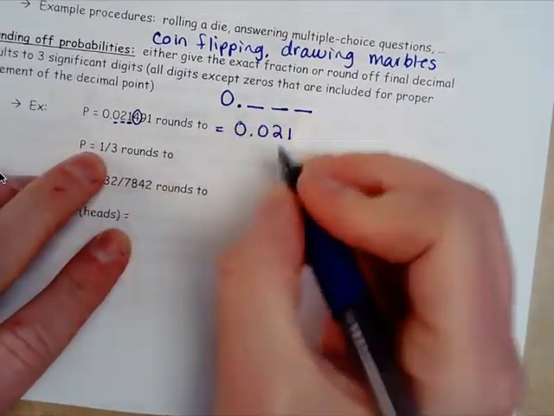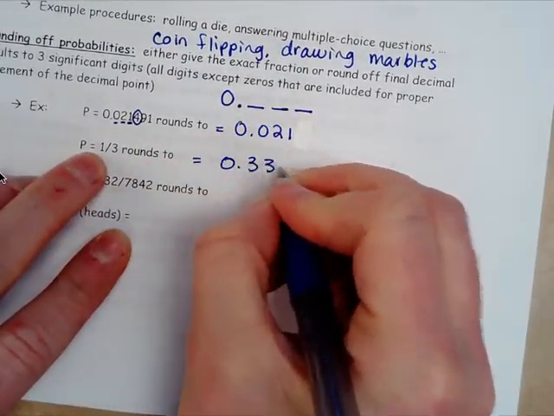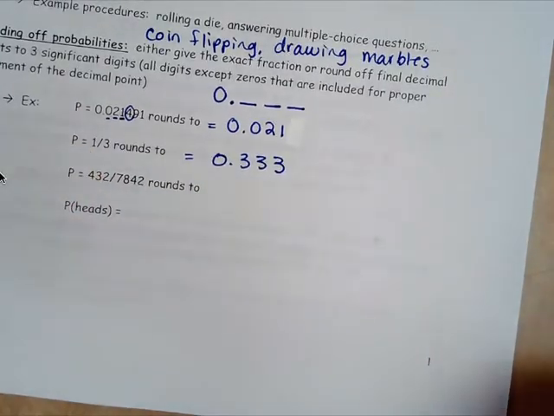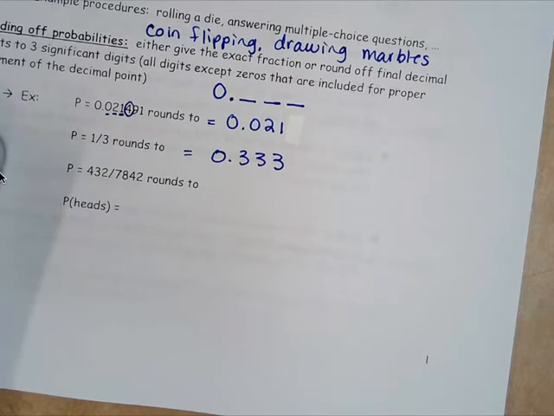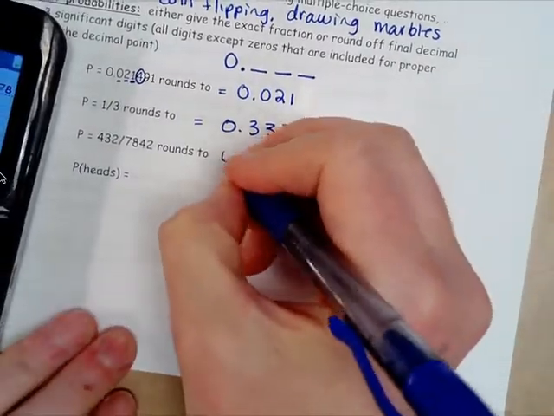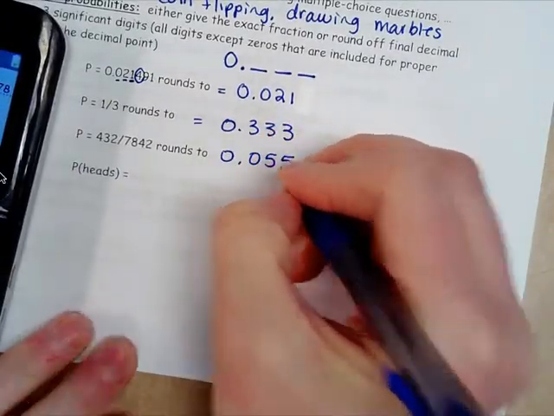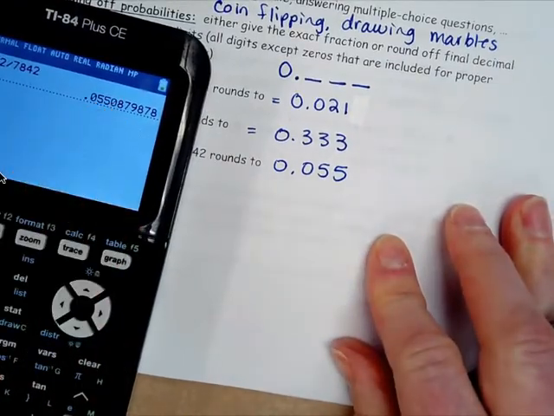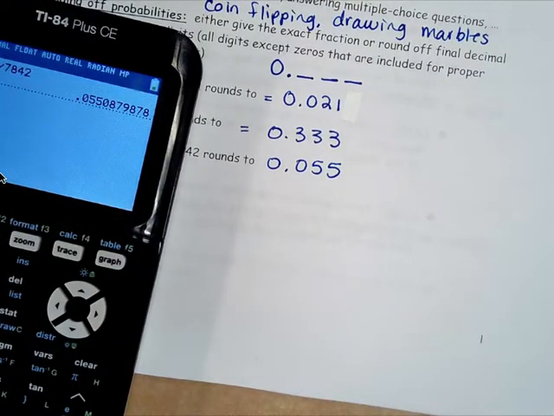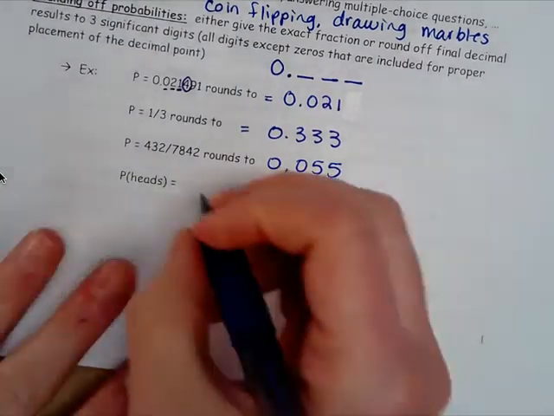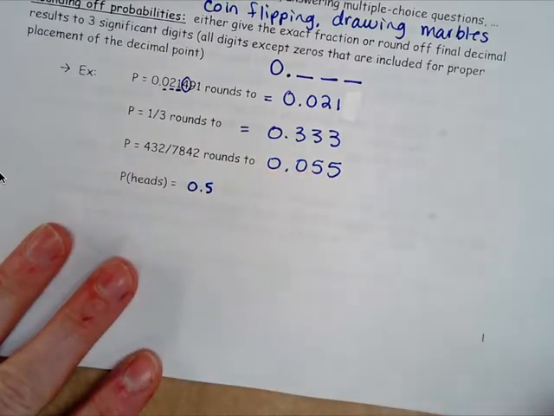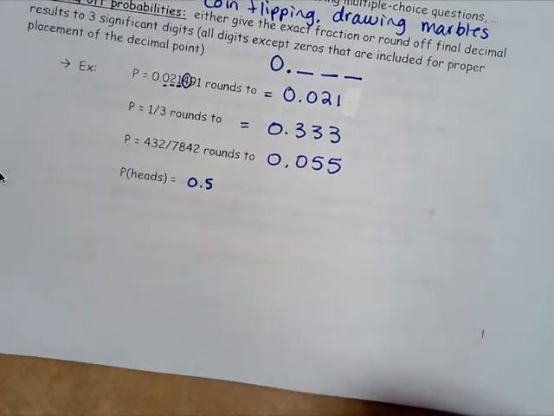1/3. Yep. Good. And then 432. Okay. So it comes up to 550. So that just leaves us with 0.550. And then probability of heads, 0.5. Yep, 0.5. And it's not necessary to put that 0 out front. So it's up to you.